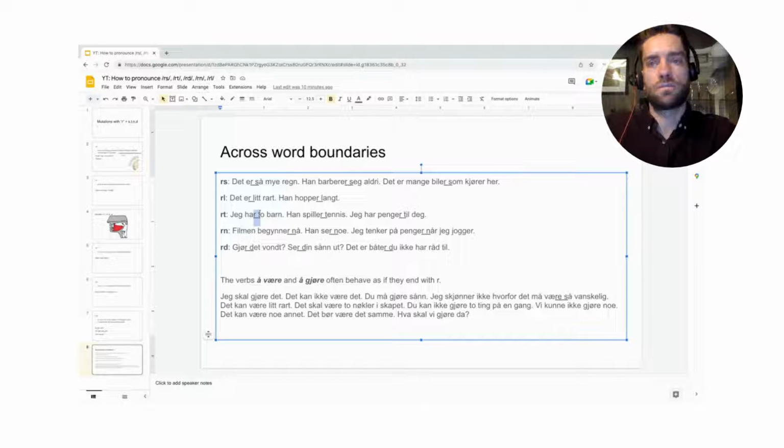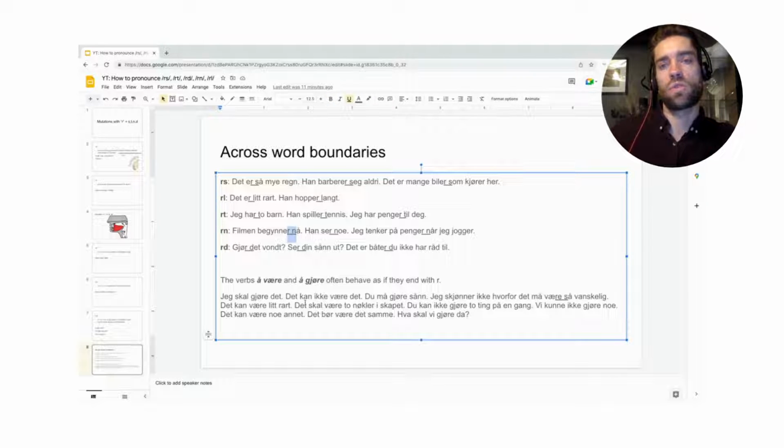RT. Jeg har to barn. I guess you could say jeg har to barn with the R, but it would be very emphatic. So unless you're placing very strong emphasis on being very clear, you would say jeg har to barn. Jeg har tre barn. Han spiller tennis. Unless you're emphasizing your articulation, han spiller tennis. We wouldn't say that unless we're trying to be very clear. Han spiller tennis. Jeg har penger til deg. Penger til deg. That's RT.